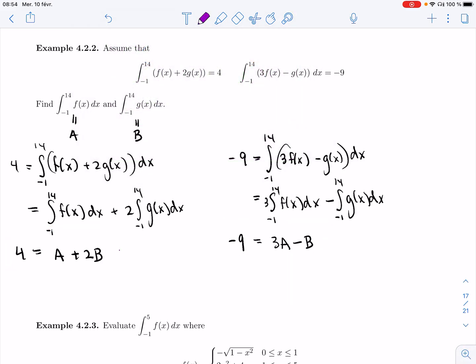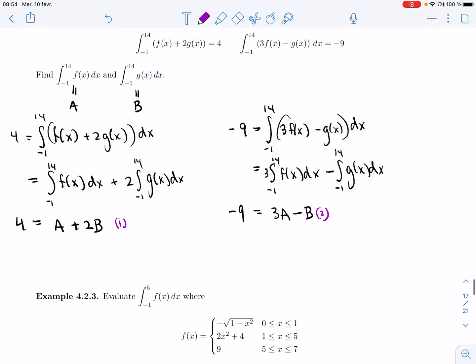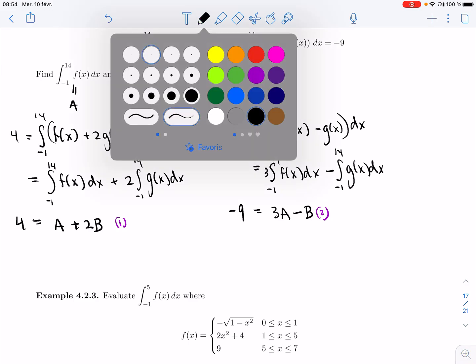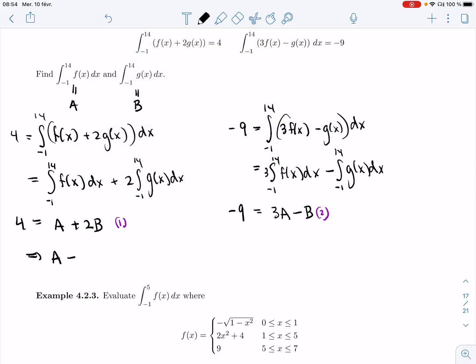So now it becomes just algebra. I don't need fancy calculus anymore. You could isolate one. Out of this one, you get that A is 4 minus 2B, and let's plug it into this one. So minus 9 equals 3 times 4 minus 2B minus B. So I get that that's equal to 12 minus 7B. If I send this to the other side, I get minus 21 equals minus 7B, and so B is 3.